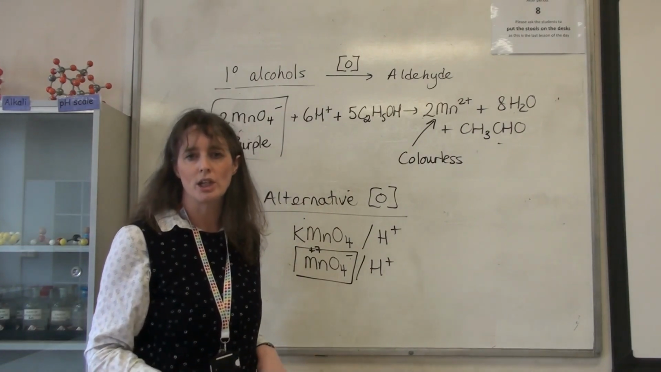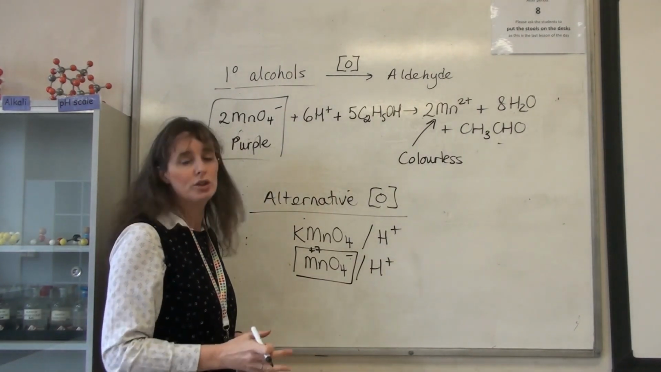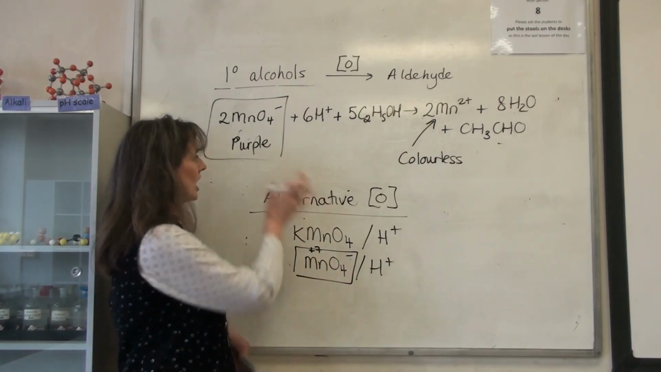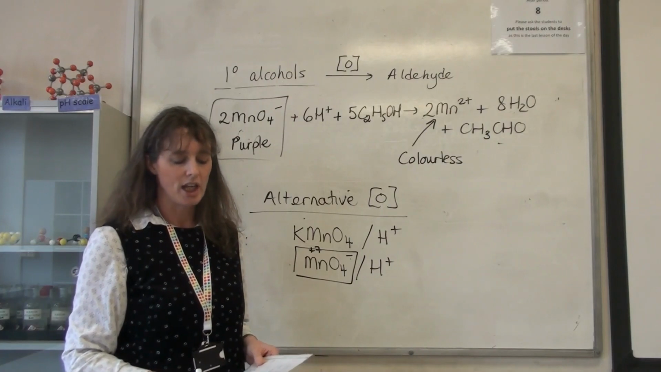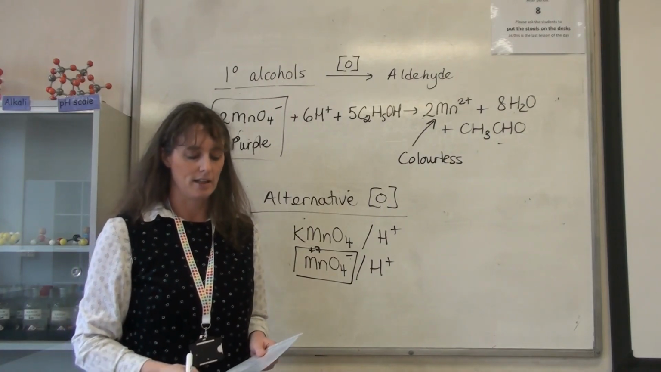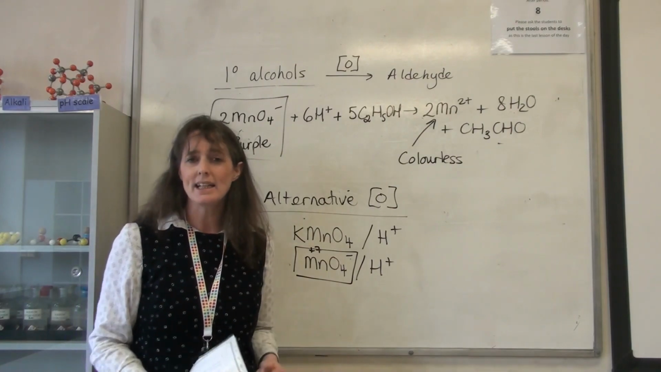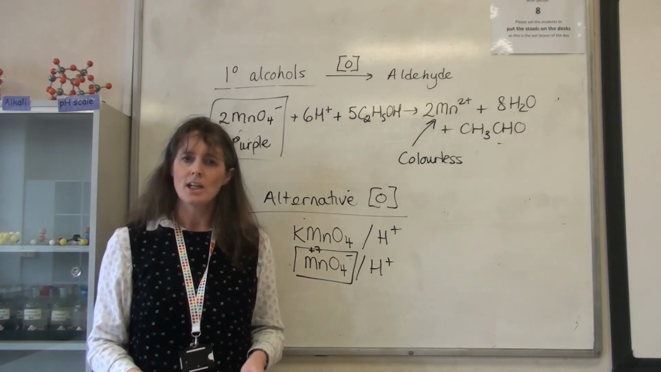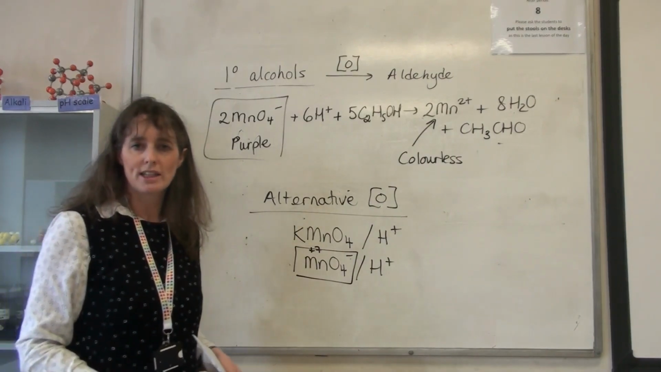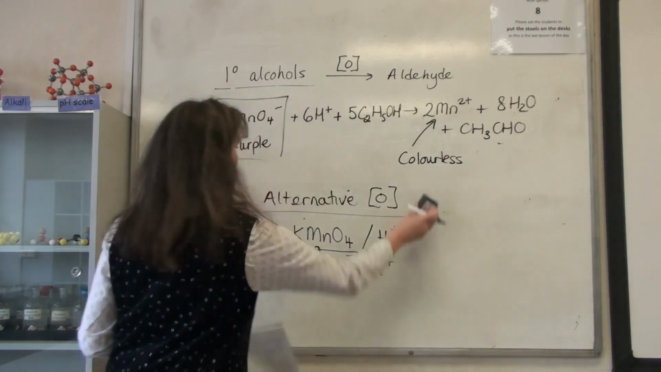but in all likelihood you may not notice that pale pink colour, depending on the concentration of the solution, and it would be acceptable and usual, in fact, to write the colour change as purple to colourless for the colour change using that oxidising agent. Okay, so that is the oxidation of primary alcohols. So now we're going to go through the oxidation of secondary alcohols and make sure you're happy with that.